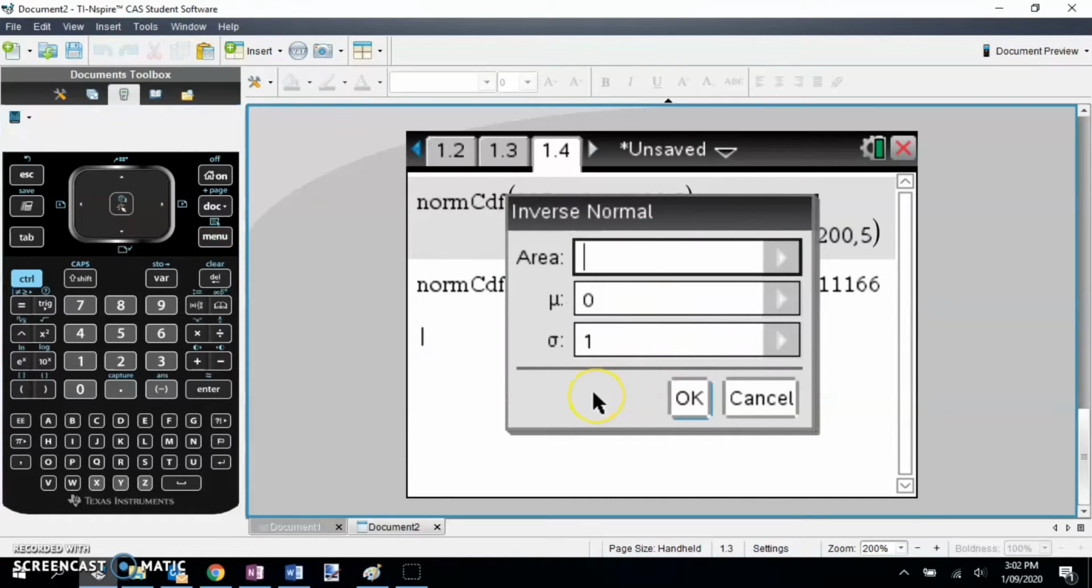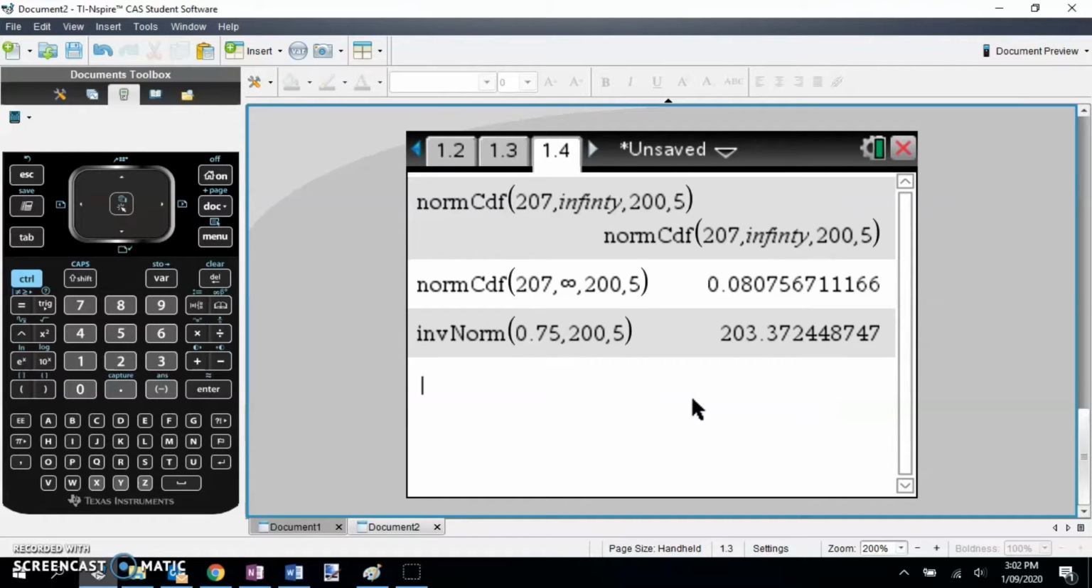It's going to ask you for the area, as you can see there. It's asking for the area below that X value that you're after. So you saw before that we shaded 0.75 below. So our area below is 0.75. Our mean is 200. Our standard deviation is 5. So it's told us that the X value is 203.3724.